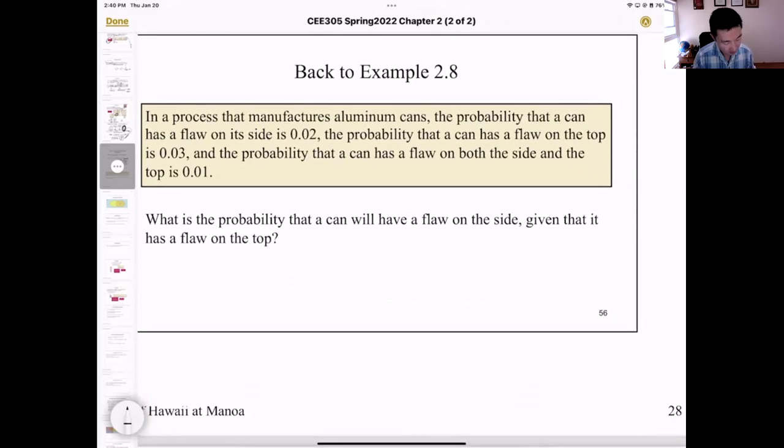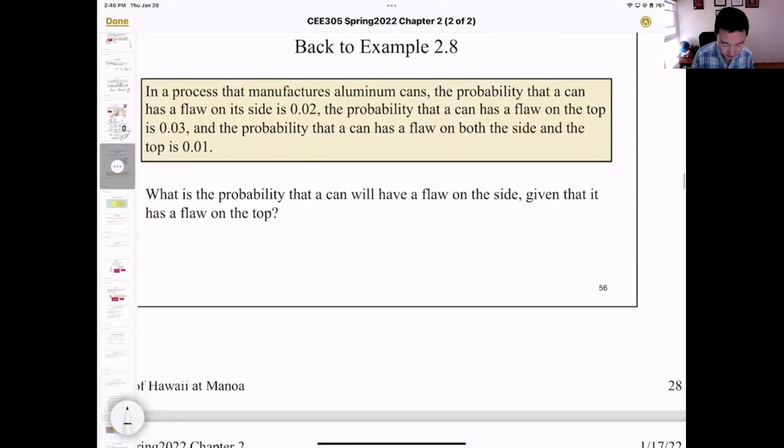This is another example we discussed last time, about defects on aluminum cans. We manufacture aluminum cans. The probability a can has a flaw on its side is 2%, and the probability a can has a flaw on the top is 3%. The probability a can has a flaw on both the side and top is 1%. Okay.